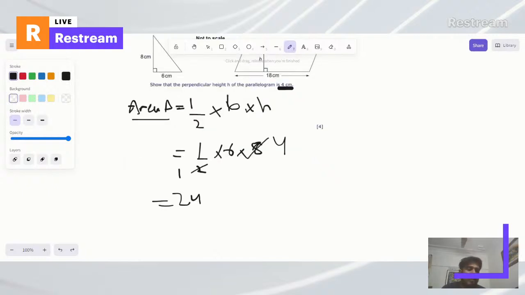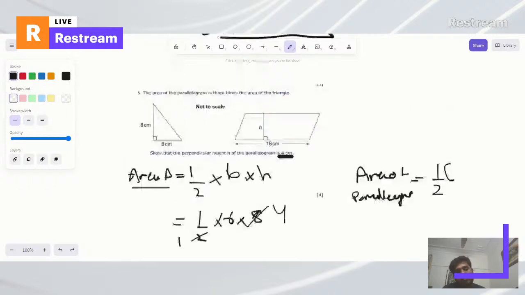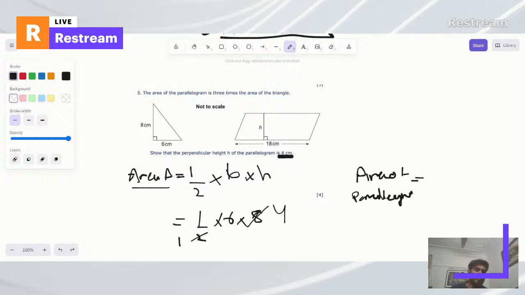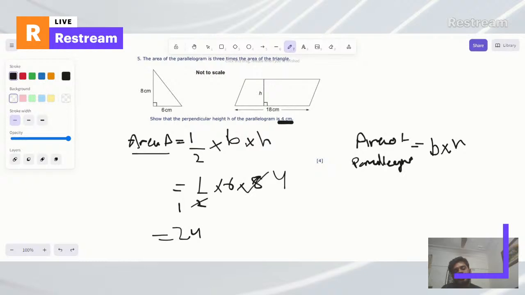Now the area of the parallelogram. What's the formula? Oh, sorry, the formula for area of a parallelogram would be length times height, or base times height, right? So base times height. So what is it going to be?